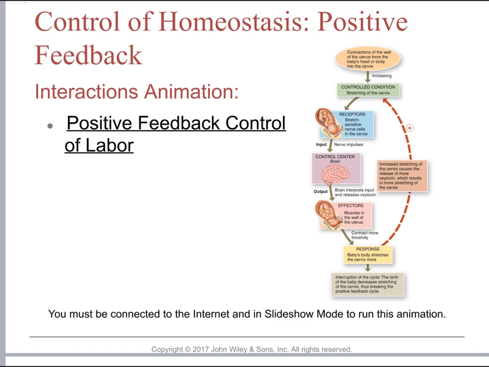Our next example is a positive feedback loop. Remember, this is different. This is some of our rarer, less numerous types of feedback loops. This is causing a disruption instead of responding to a disruption like we saw in our previous negative feedback loop.